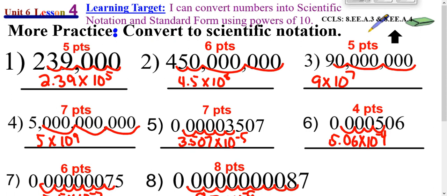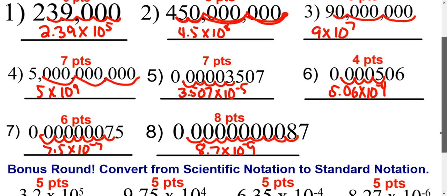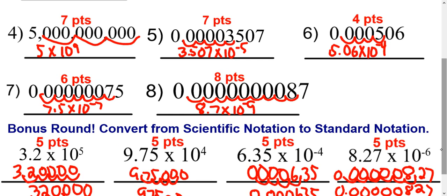We have 2.39 times 10 to the fifth. By the way, I didn't mention this: when you count the places that you are moving, you could count in threes. So it's 3, 6, 7, 8. It's just quicker. You don't have to do that, but it's 4.5 times 10 to the eighth. Number 3 is 9 times 10 to the seventh. Number 4 is 5 times 10 to the ninth, and number 5 is 3.507 times 10 to the negative fifth, because that's a small number. Remember, you're going to the right on that one.